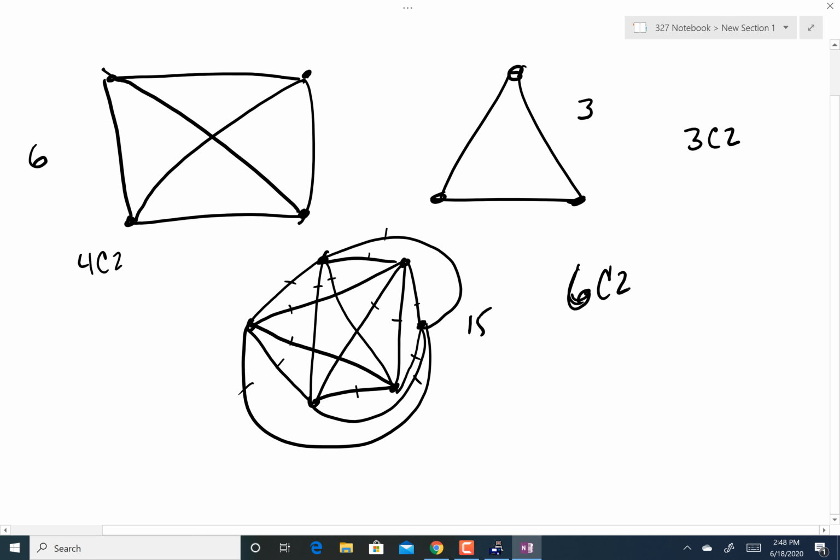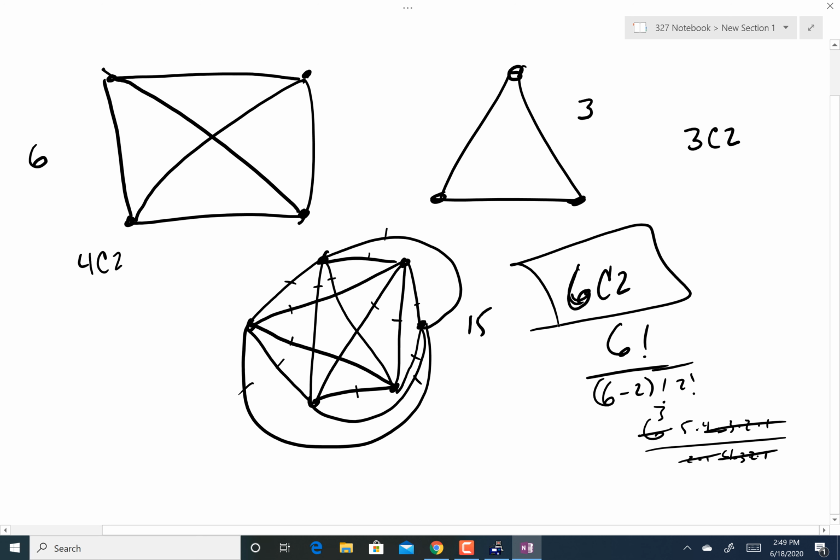What is 6 choose 2? Let's find out. That's 6 factorial divided by 6 minus 2 factorial times 2 factorial. So that would be 5, 4, 3, 2, 1 divided by 4, 3, 2, 1, 2, 1. 3 times 5 is 15. Yep, that's exactly how it works. I had to think about that for a minute. Okay. So there's 6 points, choosing 2 at a time. There's 15 ways to do that.